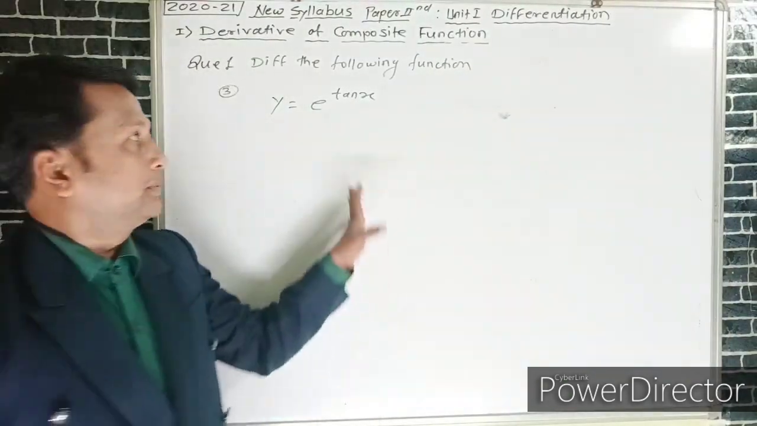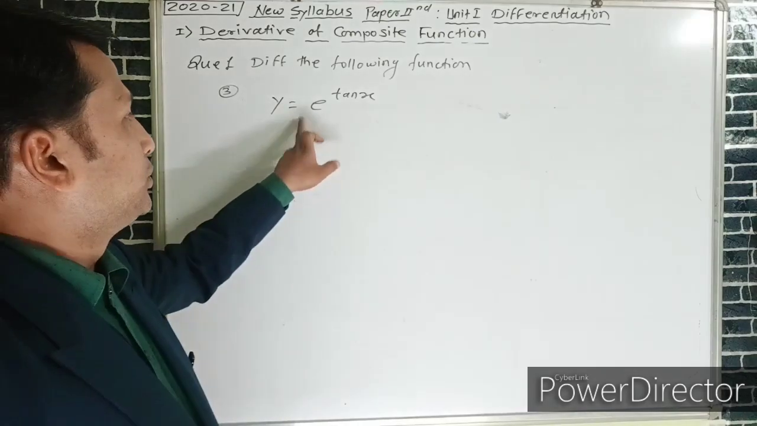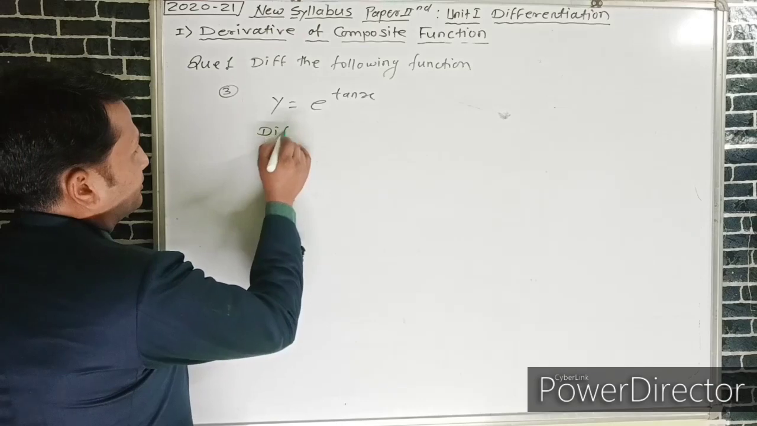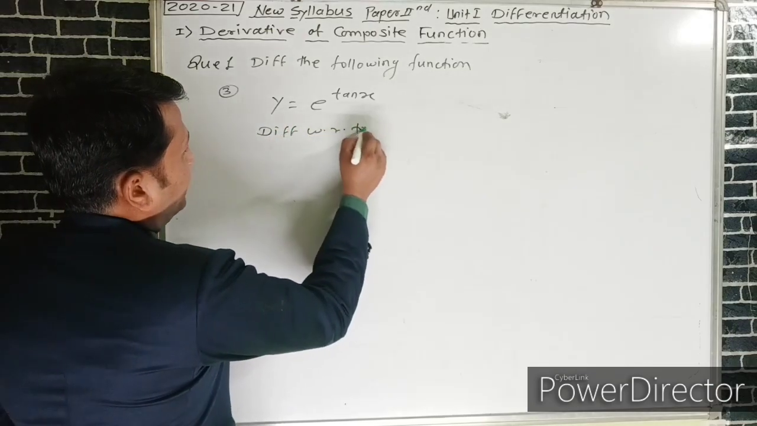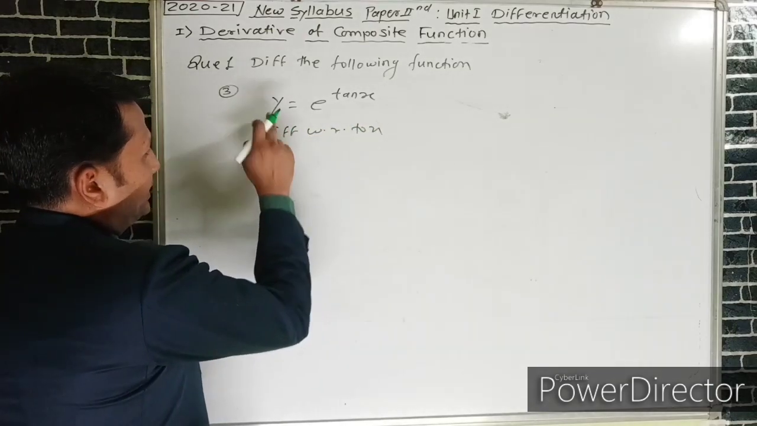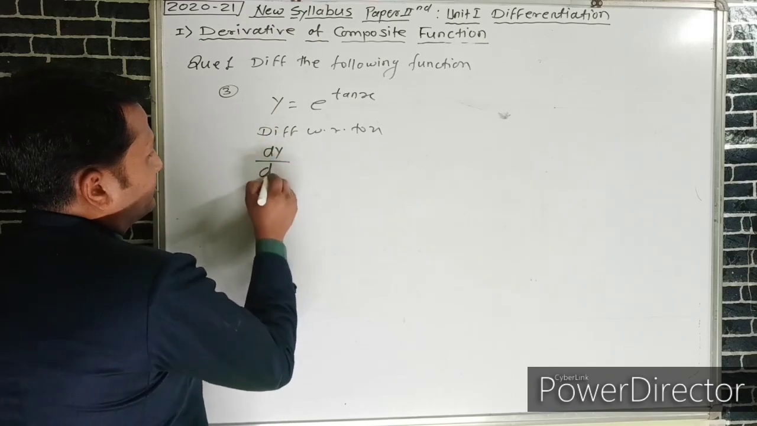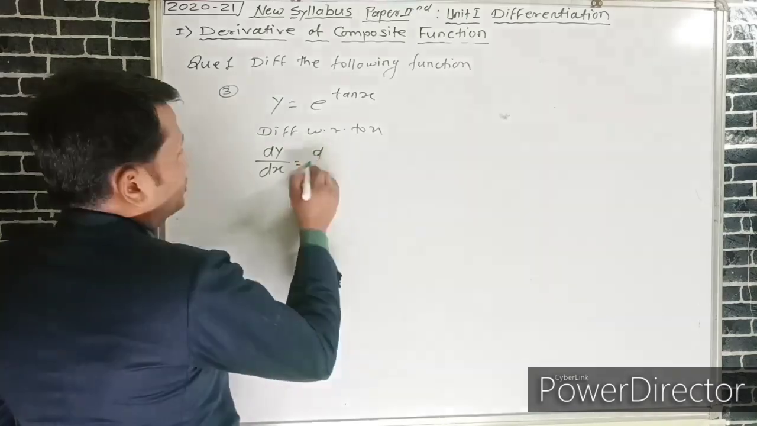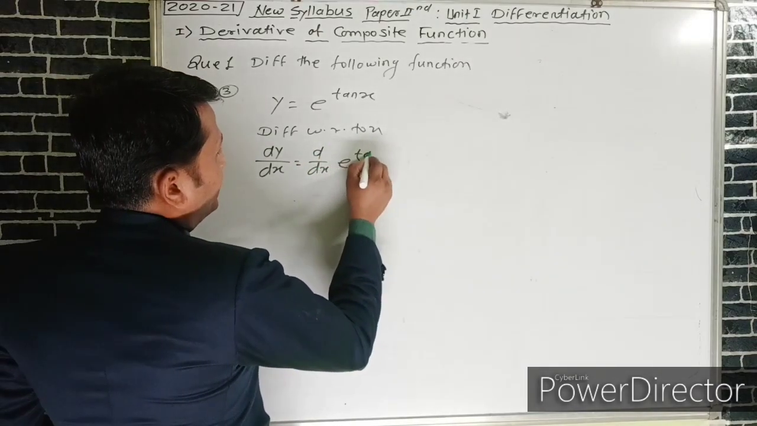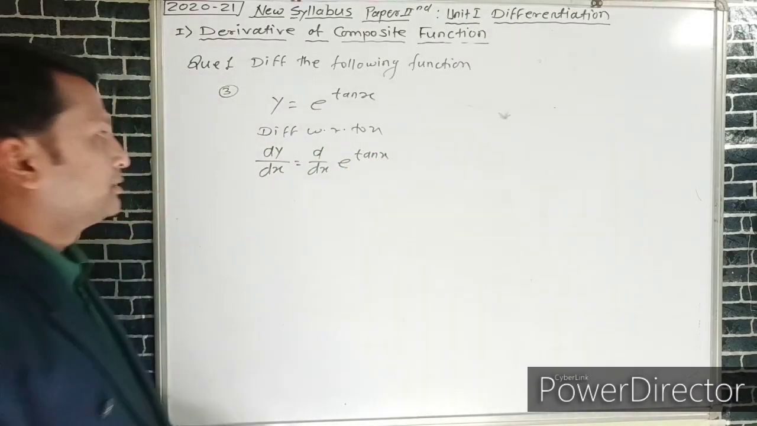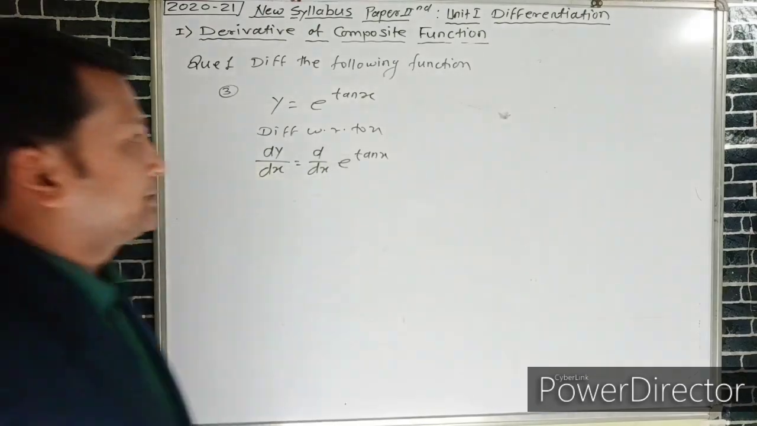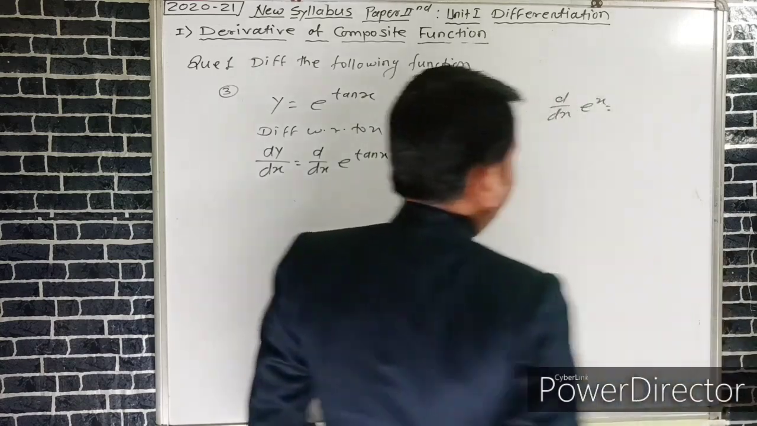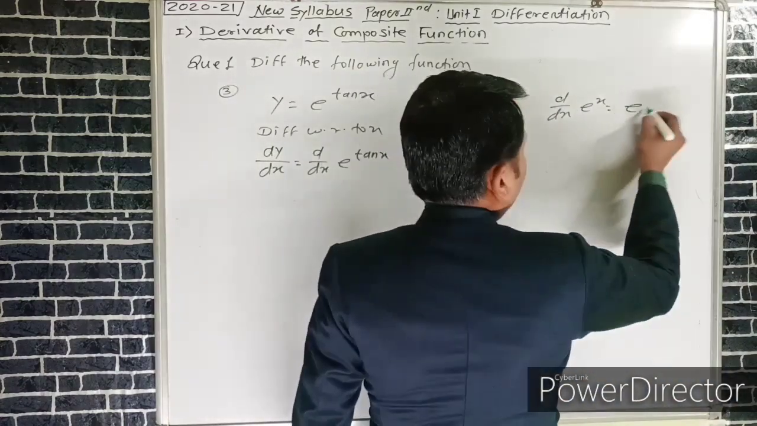Next, example number 3 is y is equal to e raised to the power 10x. After differentiating with respect to x, we can write the derivative of y, dy upon dx, is equal to the derivative of e raised to the power 10x. e raised to the power 10x is in simple form. We have to find the derivative of e to the power x, and the derivative of e to the power x is e to the power x.